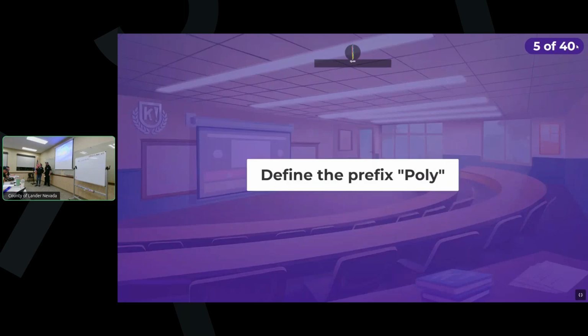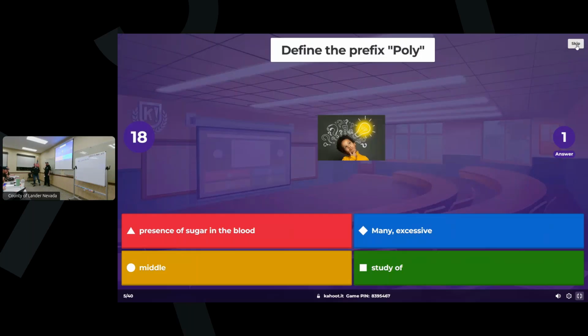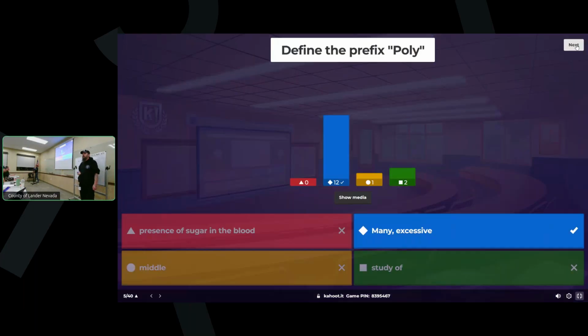Don't worry. Find the prefix poly. What is the prefix for liver? For liver, it's gonna be like, inflammation of the liver. All right, so poly meaning many of, right?